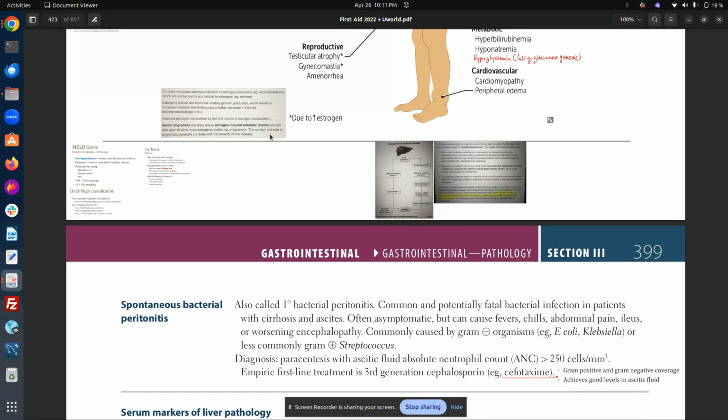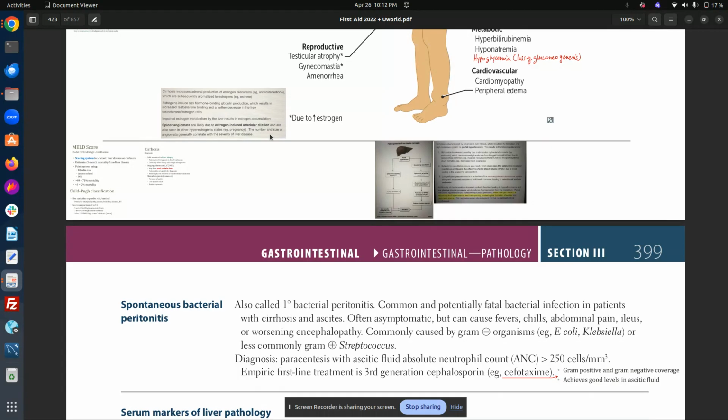Okay, the first line treatment for SBP is a third generation cephalosporin, for example cefotaxime. For prophylaxis, we use fluoroquinolones, for example ciprofloxacin, and we can also use TMP-SMX. But from an exam point of view, I would say remember two things. For the treatment, we use a third generation cephalosporin, and we give the antibiotic intravenously. And for prophylaxis, we use fluoroquinolones.